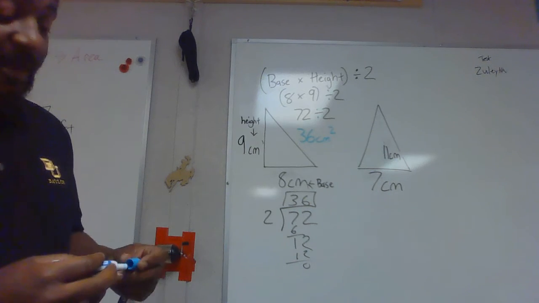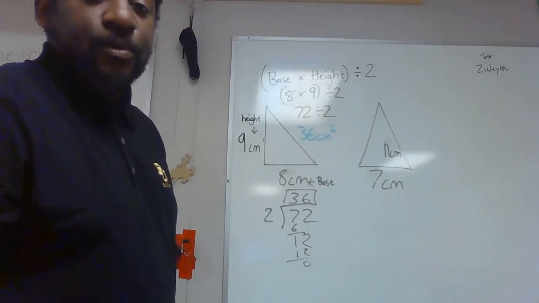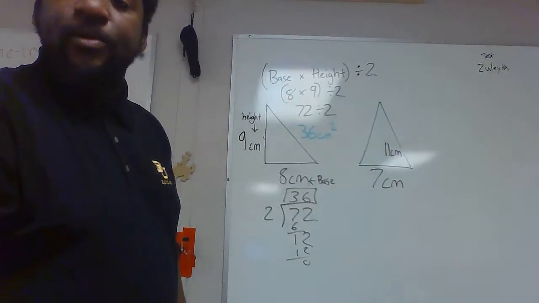I'm now going to use the same formula for this second triangle here. Y'all, I'm about to pause this and erase this real quick. If you need this, go ahead and get it. I'm about to erase it so I can do the area for this next triangle.